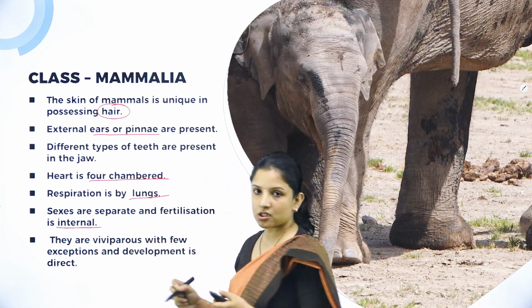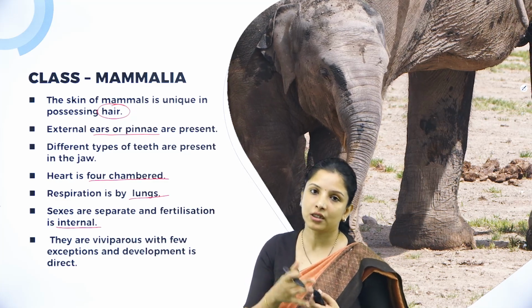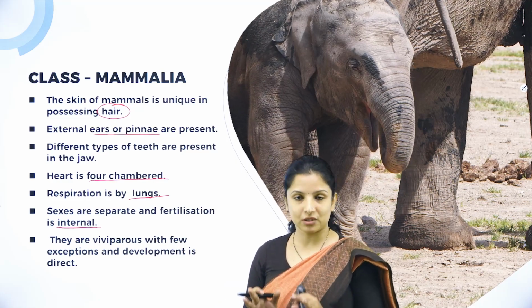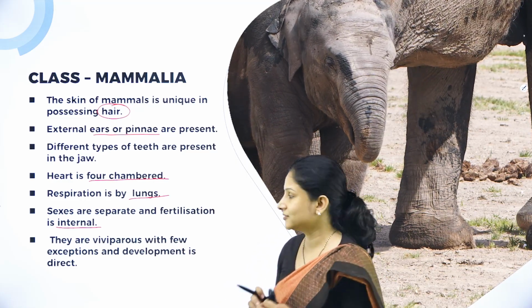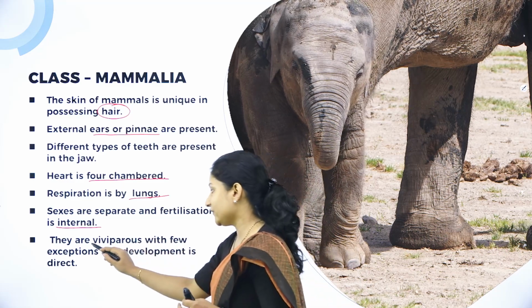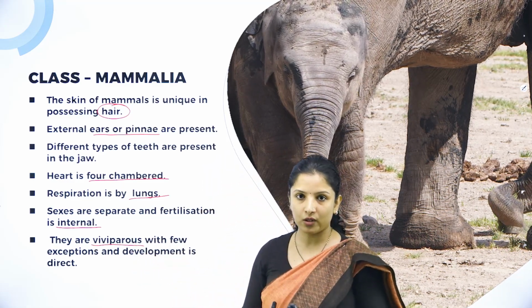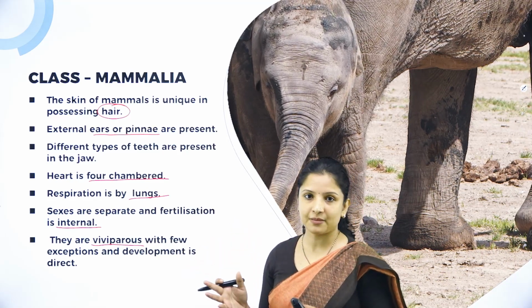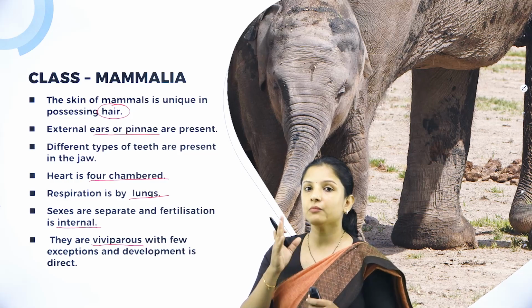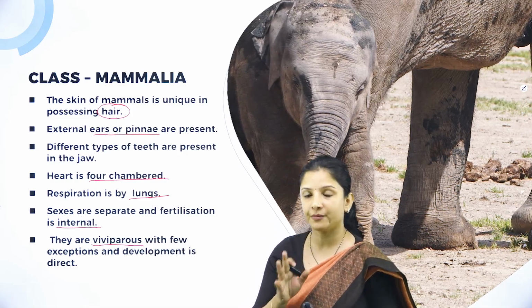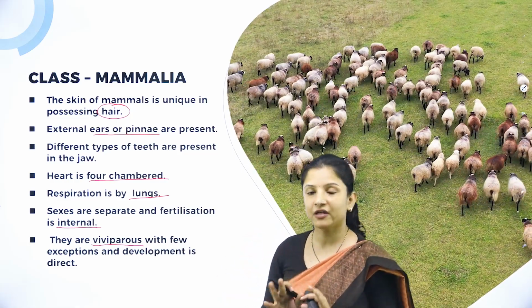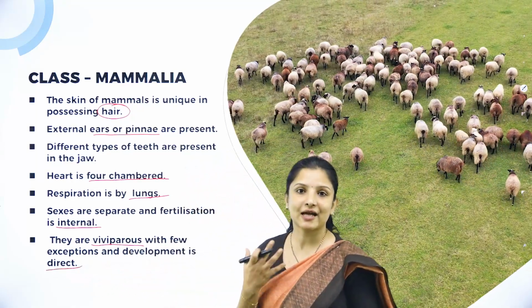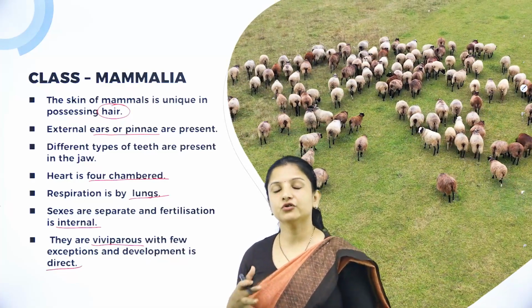Fertilization is completely internal. The sperm will fuse with the ovum, or the egg. It will fertilize, development will take place, and the whole process will take place inside the body of the organism itself. And they are viviparous, that is, they give birth to young ones, with few exceptions, wherein the platypus is the only mammal that lays eggs. It is oviparous. All the rest of the mammals are viviparous, and the development in this case is direct because the fetus looks almost similar to the adult itself.